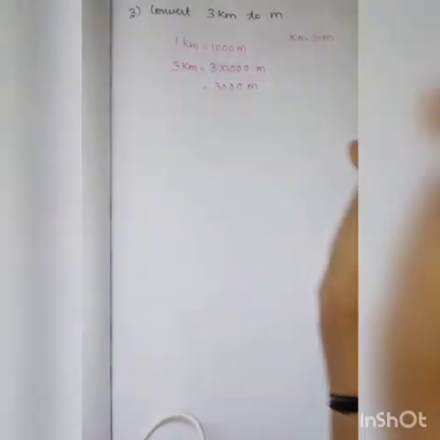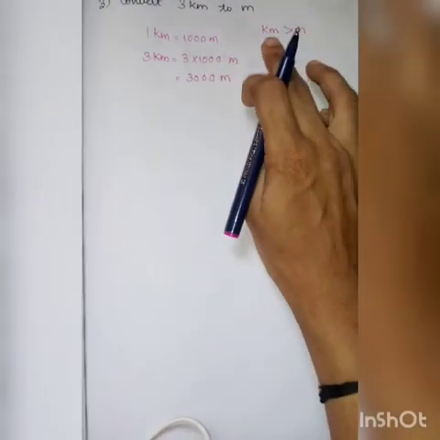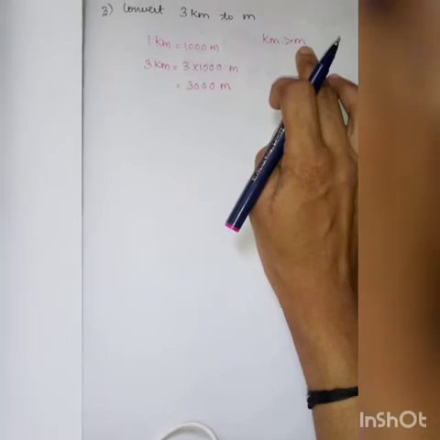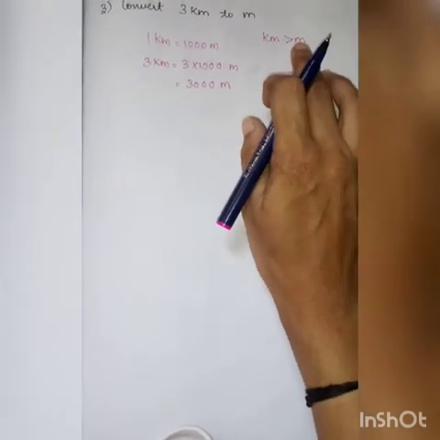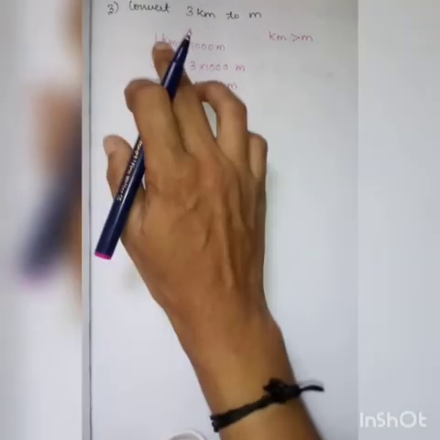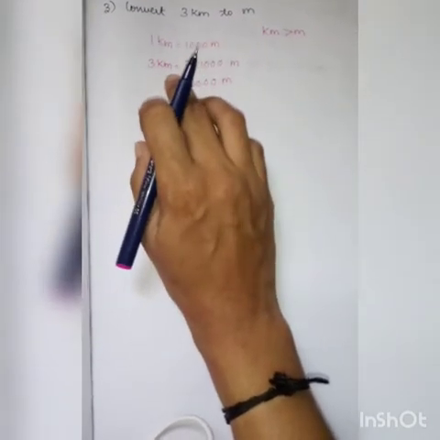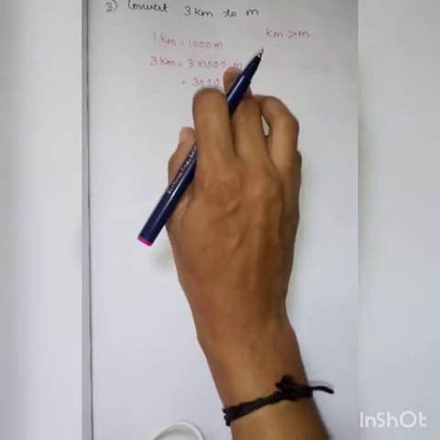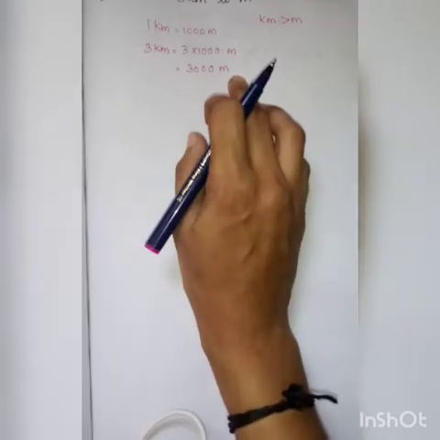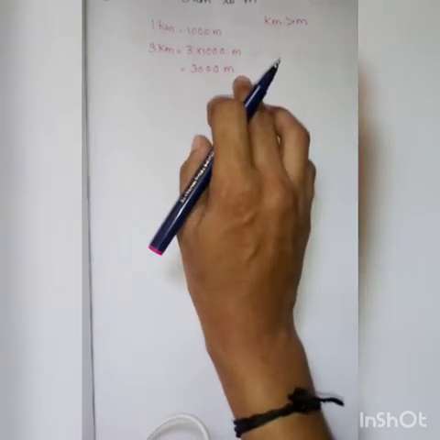3000 meter. Okay, so kilometer to meter you are going to convert it. Which is greater to smaller, you are going to multiply it. So 1 kilometer equals 1000 meter. Therefore 3 kilometers is equal to 3 into 1000 meter, which is 3000 meter. So this is your answer.